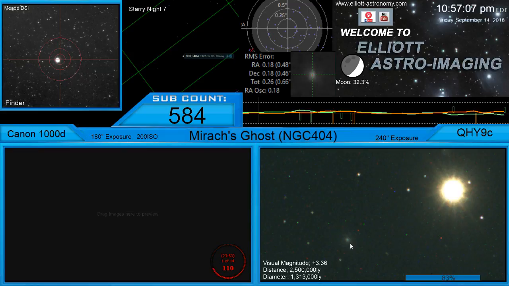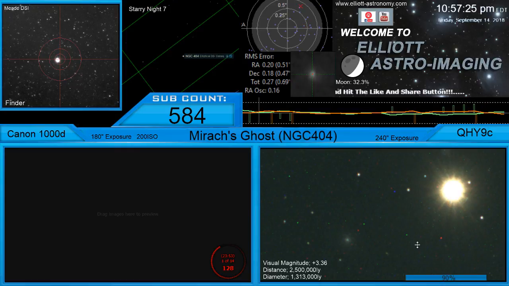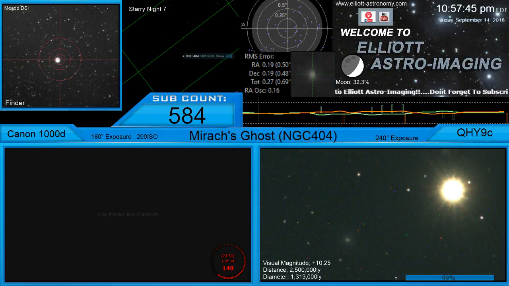I'm actually going to write down the visual magnitude, distance, and everything in just one second, so you can get an idea of how big this thing is, which is extremely tiny. Okay. Properties. Visual magnitude is plus 10.25. Its distance, it's far. It's very far.